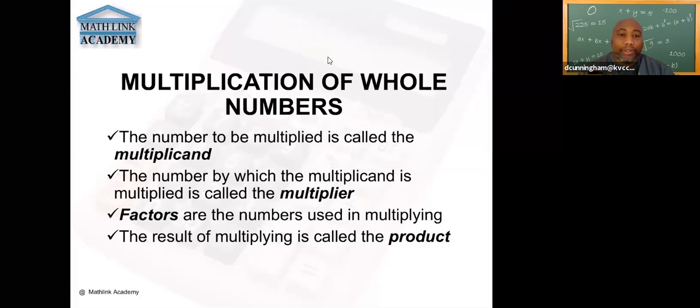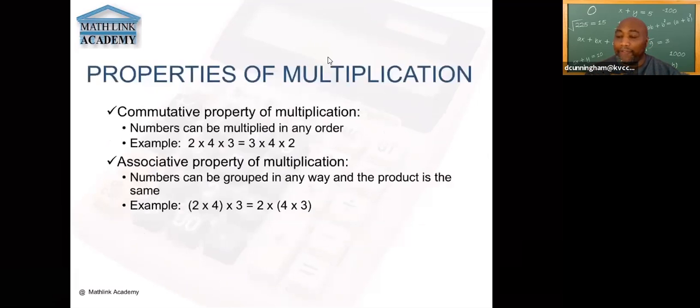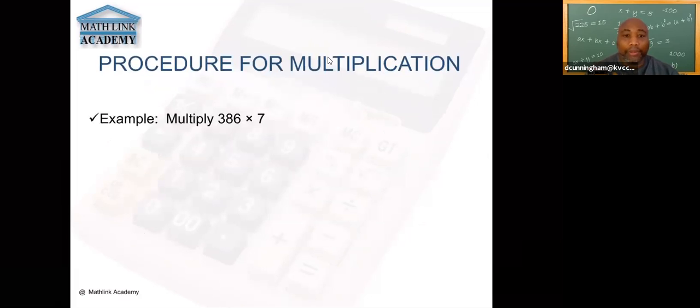Multiplication of whole numbers. The number to be multiplied is called the multiplicand. The number by which the multiplicand is multiplied is called the multiplier. Factors are the numbers used in multiplying. The result of multiplying is called the product. Again, you see these different terms, but the main thing I want you to understand is when we talk about multiplying numbers, we're talking about finding the product of a number.